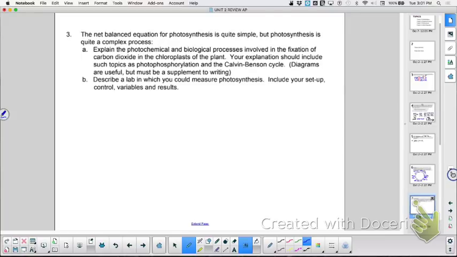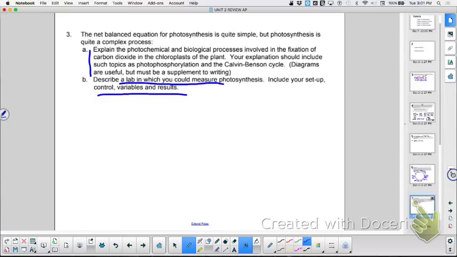Okay? All right, and then next, okay, it says these are all the steps, right? You know the steps. Then it says describe a lab in which you can measure photosynthesis. Did you do a lab? Or are you doing a lab that you can? Yes. Without even doing it, you could still answer this essay question, right?